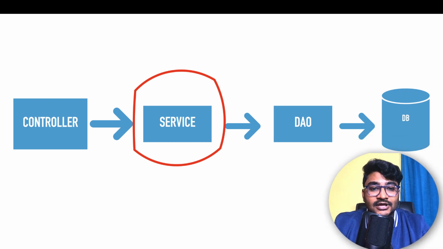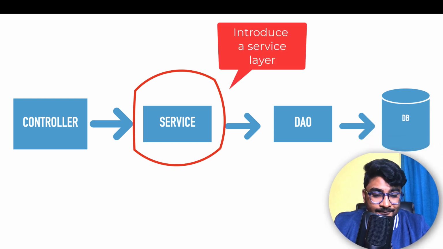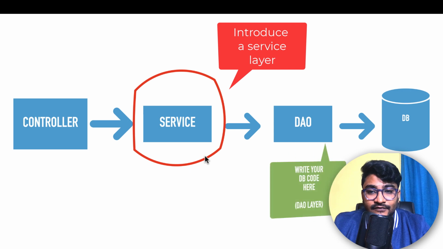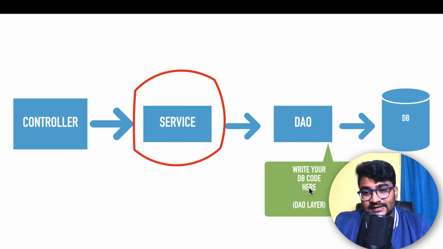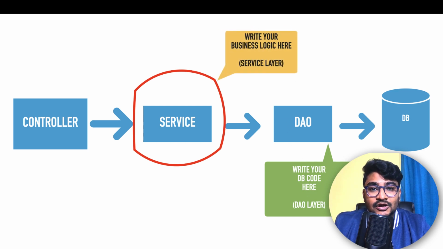Okay, so why have we introduced the service layer? Basically, if I talk about the DAO layer, as you already know, we are writing our DB code right here inside the DAO layer. Okay, we have created one DAO class. The DAO class name is StudentDAOImpl maybe. And inside that, we are writing our DB code, and basically the DAO is talking to the DB. But right here in the service, we are going to write our business logic. I'll be giving you some examples.